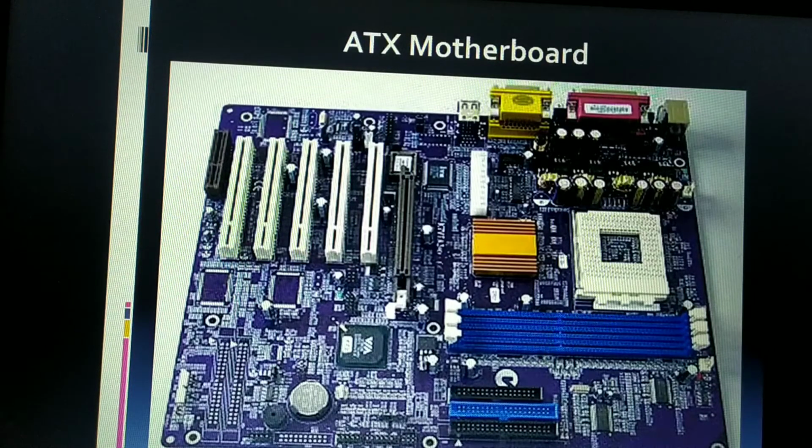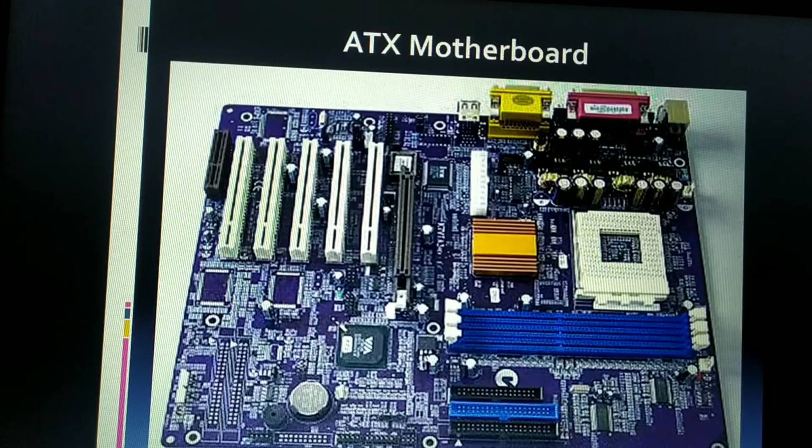Usually this PCI also supports graphics, but only for two dimensions, that is 2D games. Whereas this AGP is used extensively and exclusively for computer graphics itself, where it helps for 3D gaming purposes.